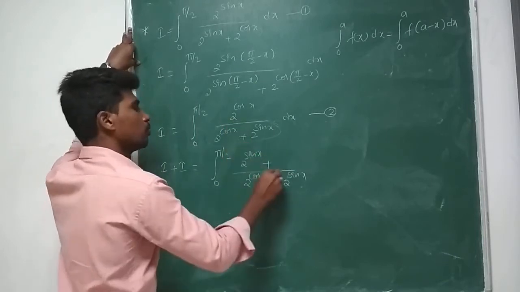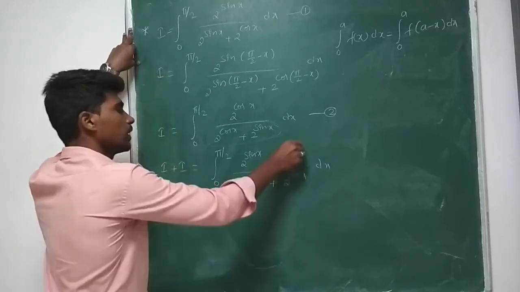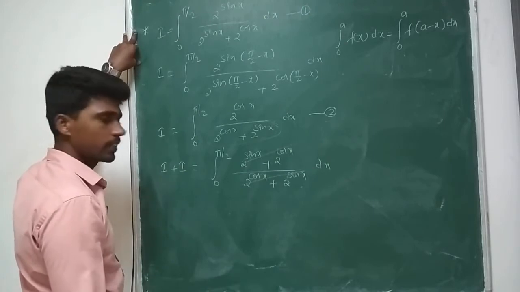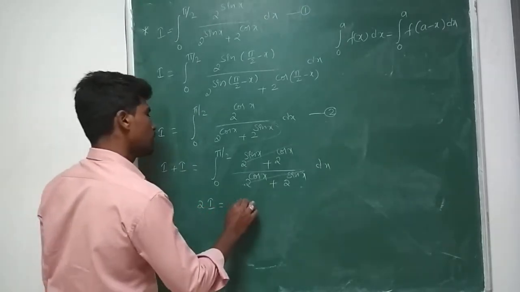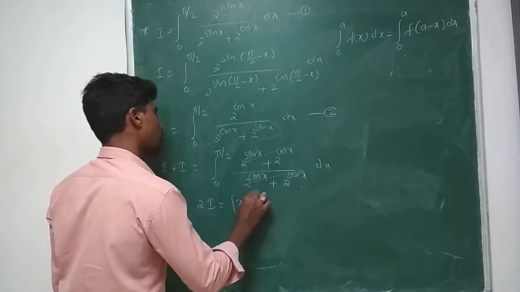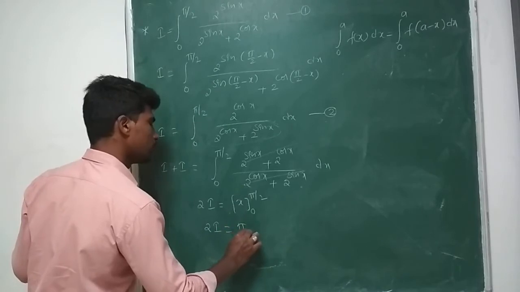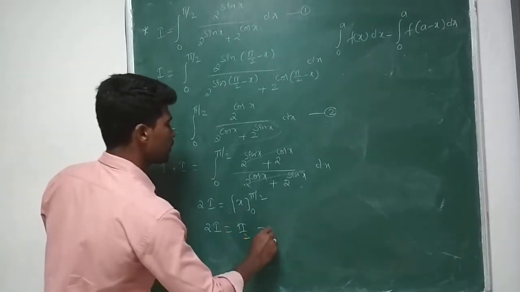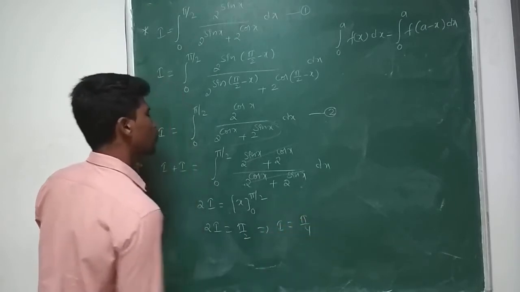Second one numerator is 2 power cos x dx. So both get cancelled. I get 1 dx. So integral 1 dx is x. So I get 2I is equal to x from 0 to pi by 2. So 2I is equal to pi by 2 minus 0, which is nothing but pi by 2. That implies the value of I will be equal to pi by 4.